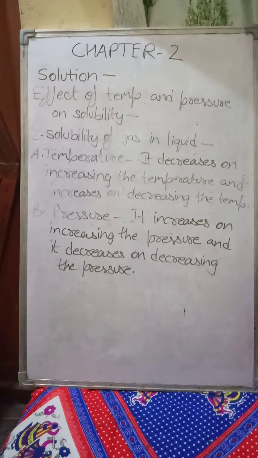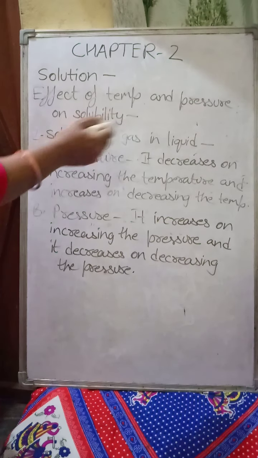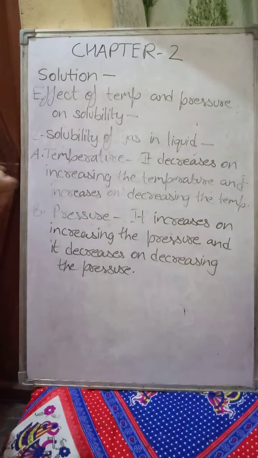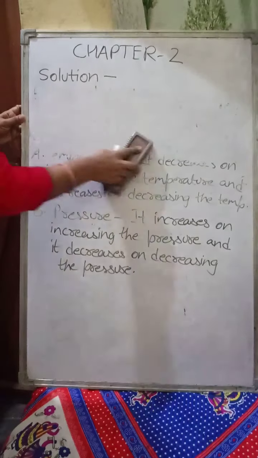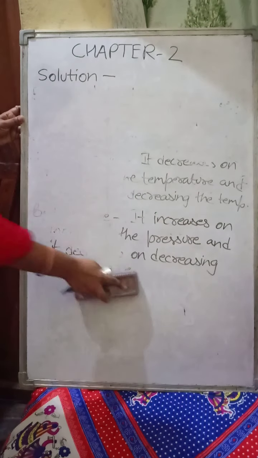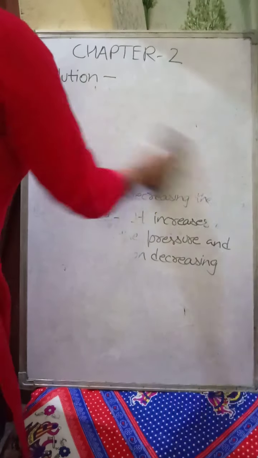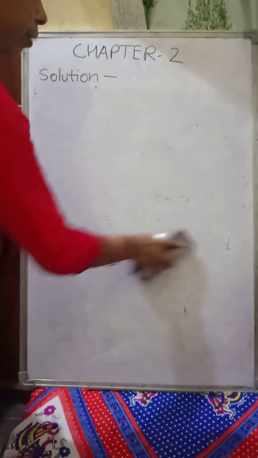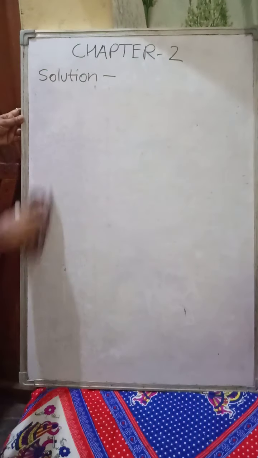So these are the effects of temperature and pressure on the solubility of solid in liquid and on the solubility of gas in liquid. Now next we'll see the types of solution on the basis of solubility of solute in solvent. Before, we have seen the types of solution depending upon the physical state of solute and solvent, whether it is a solid, liquid or gas. So you have seen the 5 types of solution.